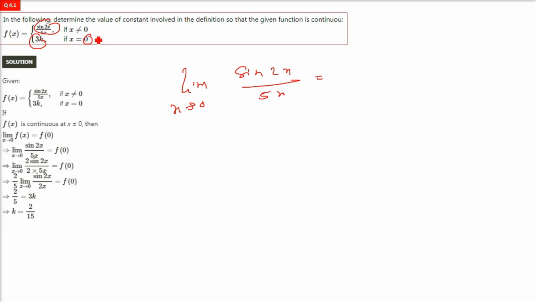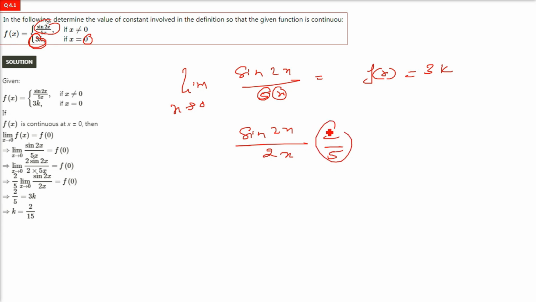So f(0). But the value of the function at 0, f(0), is nothing but 3k. It is already given in the question, it is 3k. So we'll apply the limit here and equate it to 3k. So sin 2x, we need to have a 2x in the denominator, x is already there, so we'll introduce a 2. Now we have a 5 in the denominator, so the 2 has to be taken up also because this 2 should be cancelled. Now apply the limit, taking 2 by 5 outside, so limit of sin 2x by 2x.